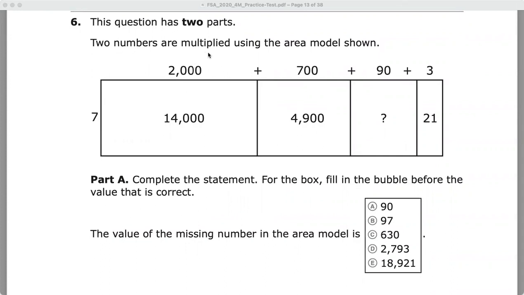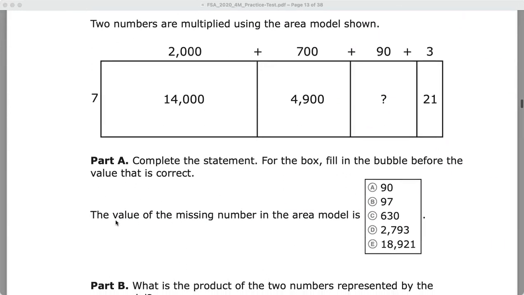Two numbers are multiplied using the area model shown. Part A, complete the statement. For the box, fill in the bubble before the value that's correct. The value of the missing number in the area model is what? So we're looking for this question mark here that's under 90. And this is the area of that particular box.